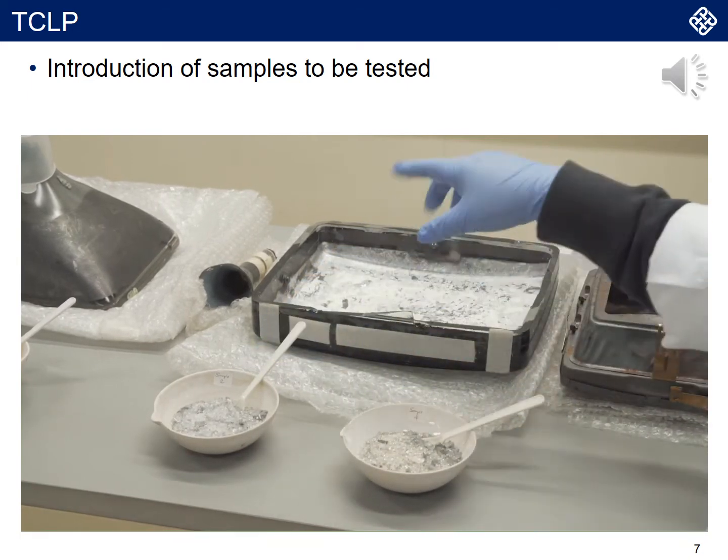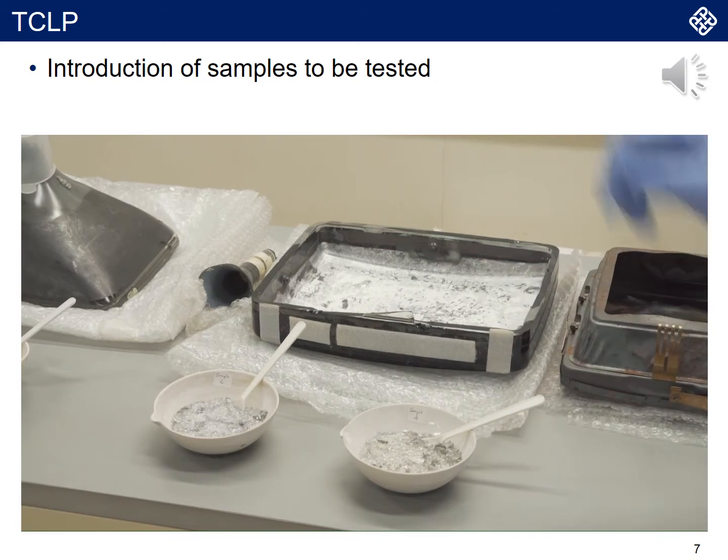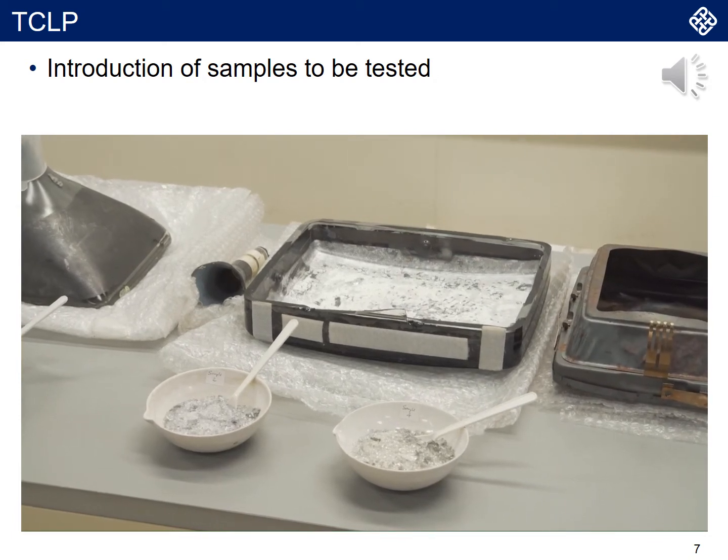And then you can see all different kinds of samples. For each group of experiments, you have different samples, including four pieces: the body, the front cover, the tube, and some metal parts.